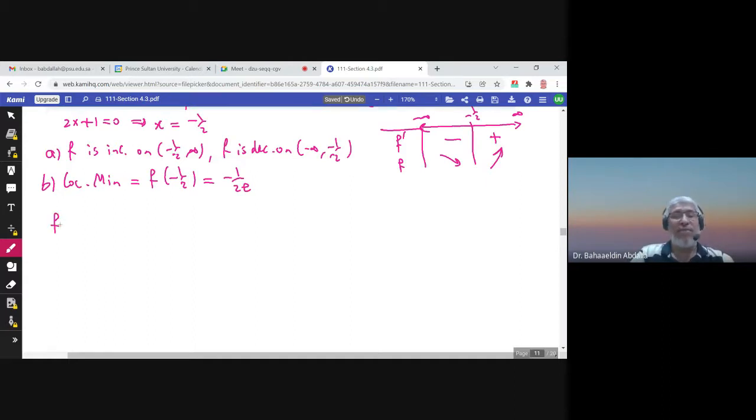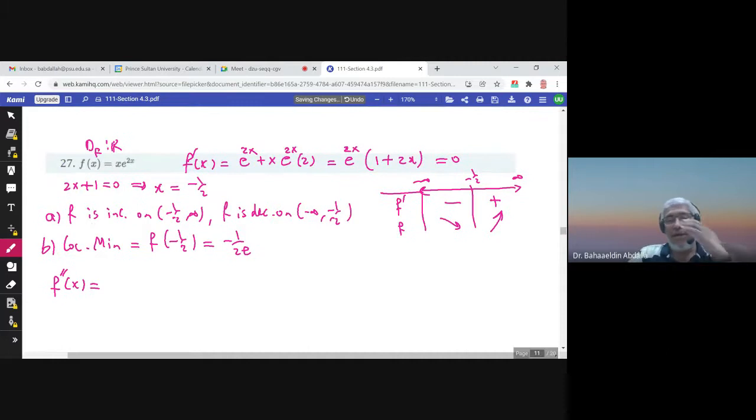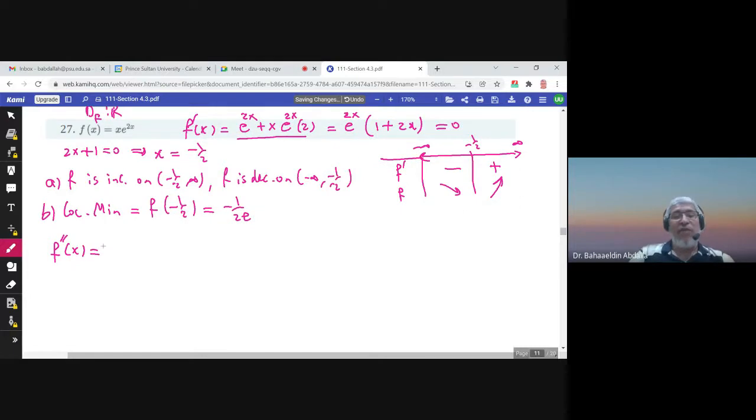To find concavity, I need to find f double prime. Well, let me use this one. The derivative of f prime would be: the derivative of e to the power 2x is 2 times e to the power 2x, plus, now I have a product. The derivative of 2x is 2, plus 2x times the derivative of e to the power 2x, which is e to the power 2x times 2, so this would be 4.